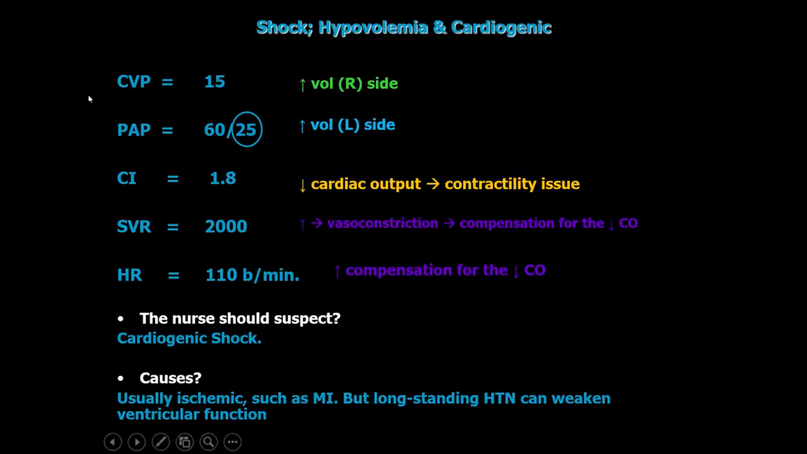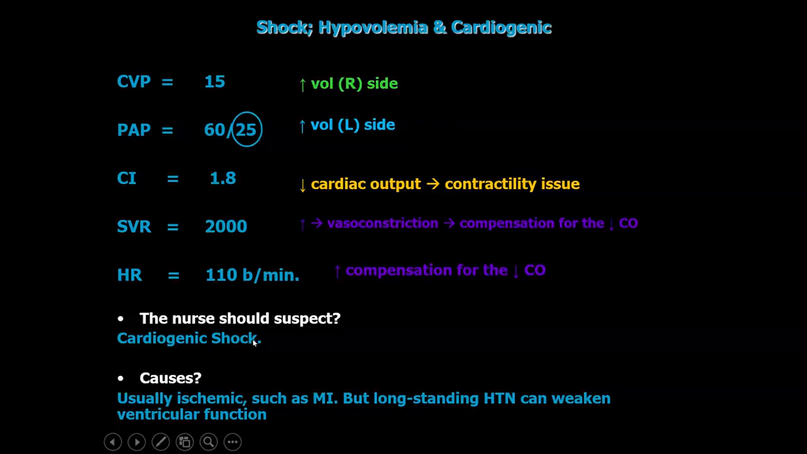That's the problem. This patient's low cardiac output is not a result of too little volume. There's plenty of volume, but it is a result of a contractility issue. And then we have an SVR of 2000, and we've already talked about that at great length. That's compensation because of vasoconstriction. And we know that the elevated heart rate is compensation for the low cardiac output and sympathetic nervous system activation. So what should the nurse suspect? Well, you've identified that this is a contractility issue. We should consider that this is cardiogenic shock.